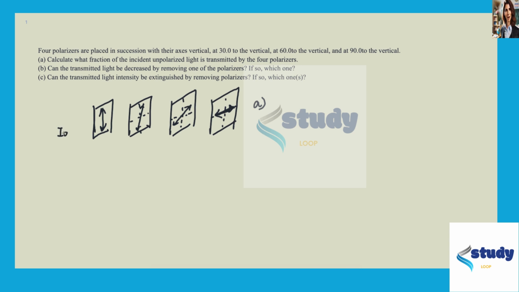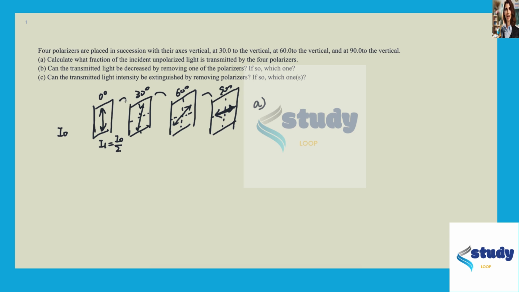After it passes through the first one, only half of it is left. After it passes through the second one, third one, and the fourth one, every time we multiply by cosine squared theta, where theta is the angle made between the axes of 2 successive polarizers. If we look at the angle with respect to vertical, we have 0 degrees to vertical here, 30 degrees, 60 degrees, and 90 degrees to vertical. So the angle difference between each of them is 30 degrees.